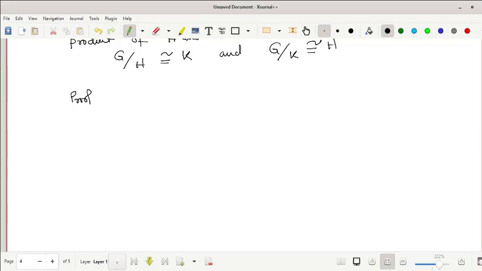Proof. Now you are a little experienced in handling this type of situation. Whenever you are asked to show that a quotient group is isomorphic to a group, you need to apply the fundamental theorem on group homomorphism. So you define a homomorphism from G to K, show that it is onto, and then prove that the kernel of the homomorphism is H. That's all.